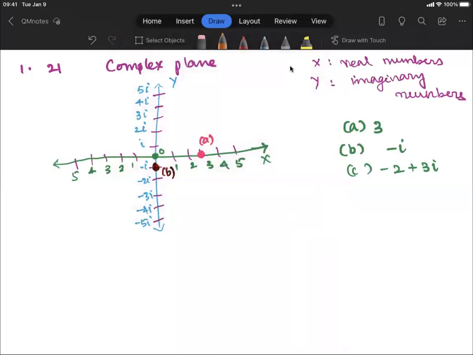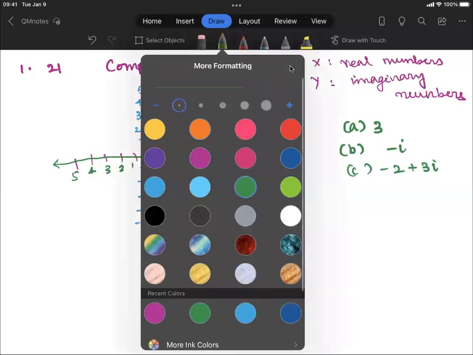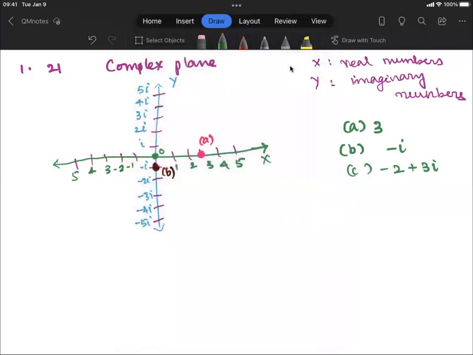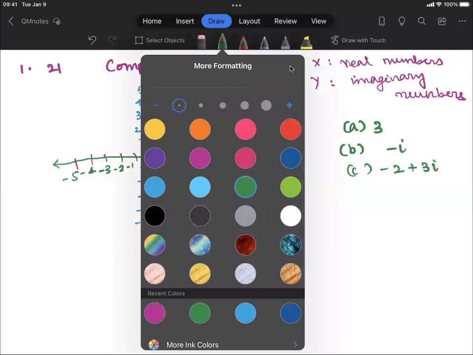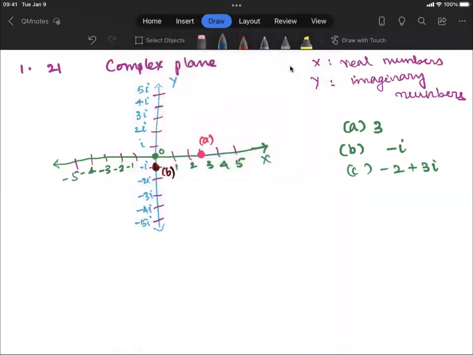So negative 2, sorry, I definitely missed the negative on C. It's going to be negative 1, negative 2, negative 3, negative 4, negative 5. Yes. So negative 2 is here and 3i is here. So let's just draw some nice lines. 3i, negative 2. So the point we are looking for, negative 2 plus 3i, is actually here. So if you were to plot these points in the complex plane, this is how you would plot them.